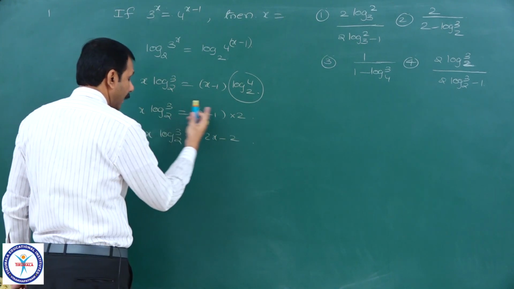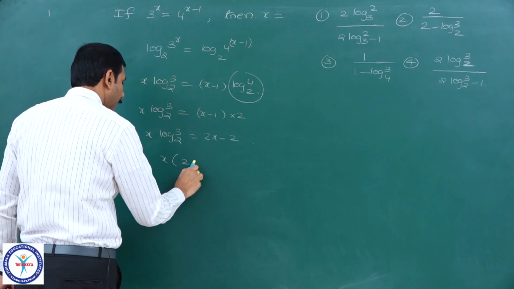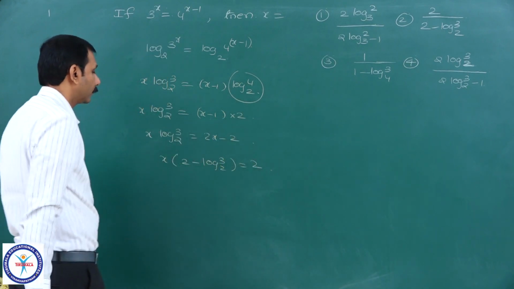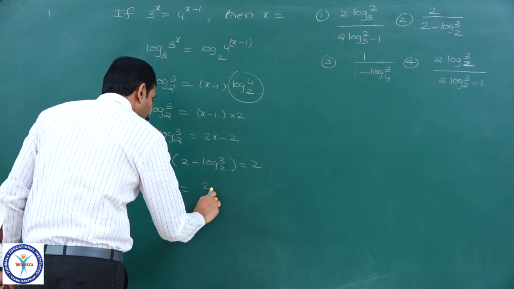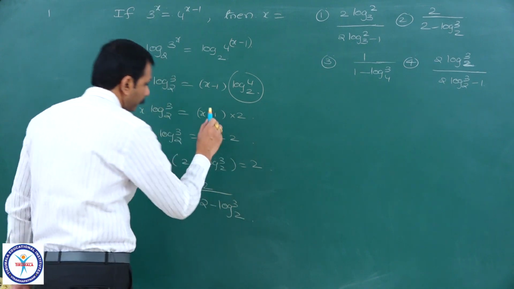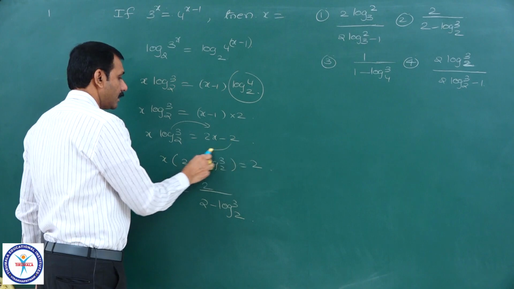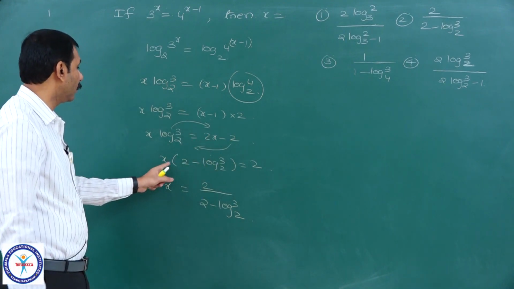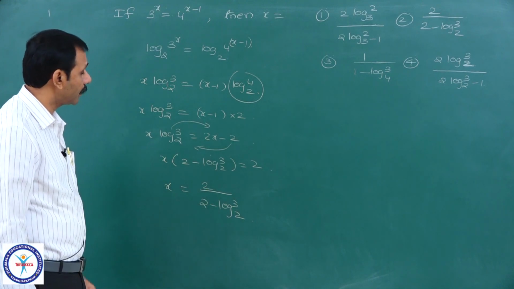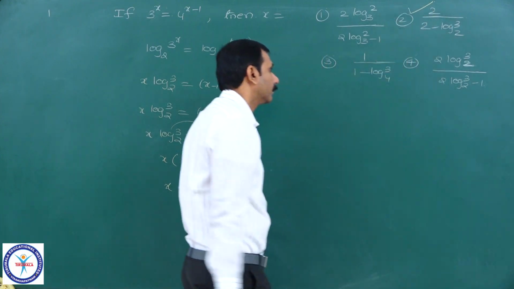I will take this x log 3 to the base 2 to the other side and take x common. x into 2 minus log 3 to the base 2 is equal to 2, or x is equal to 2 by 2 minus log 3 to the base 2. Hope you understood this one. I have taken this x to that side and this minus 2 to the other. Therefore, x value is 2 by 2 minus log 3 to the base 2. Looking at the options, is it there? Yes, it is.